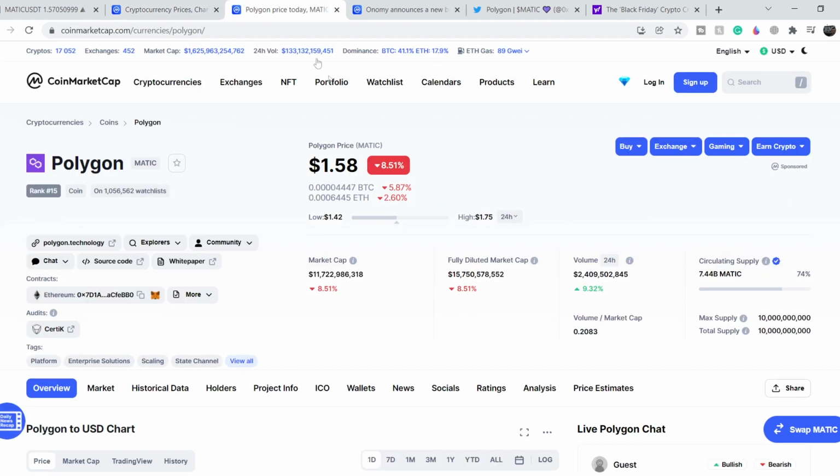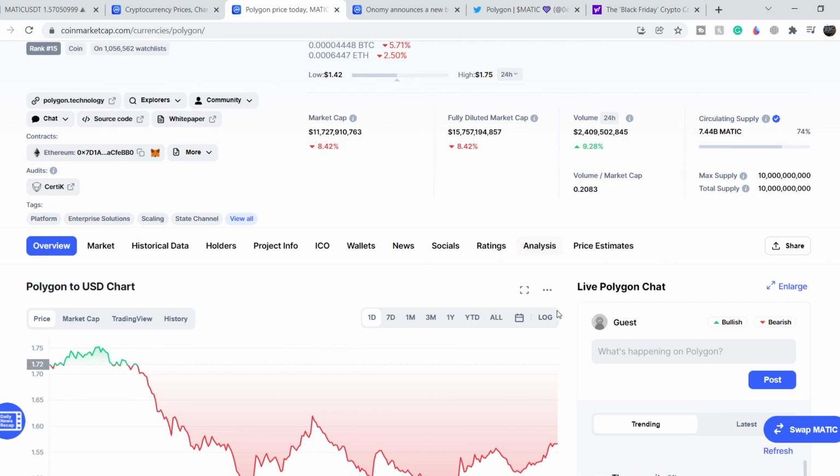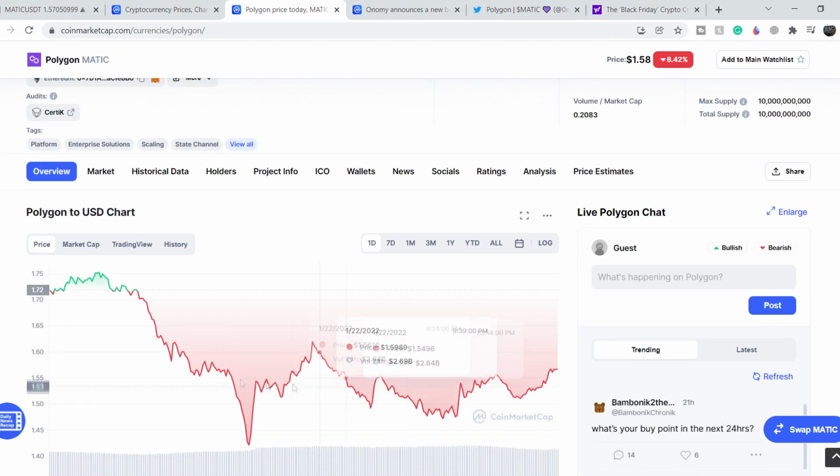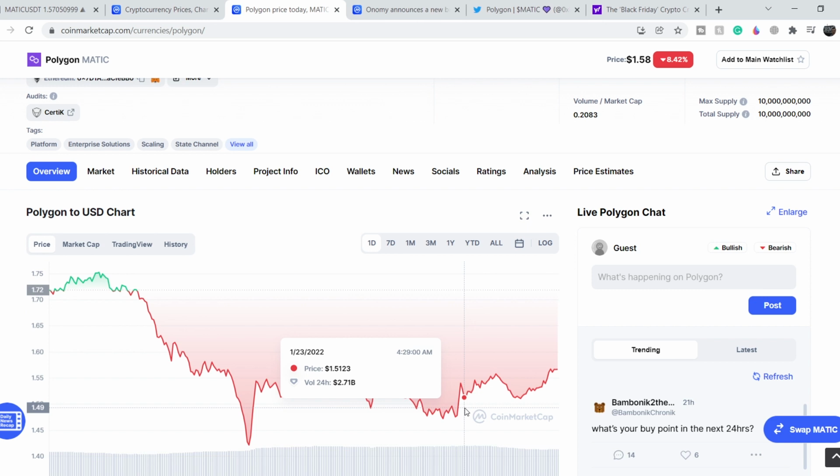So let's continue with the Polygon numbers. It lost about 8.48% during 24 hours, and for now its total market cap is $11.72 billion. It has $2.4 billion of total tradable volume, which is higher than it was previously by about 9.3%. And I have to say that this movement to the downside with an increase in volume shows extreme bearish pressure, and unfortunately we might see the trend continue.